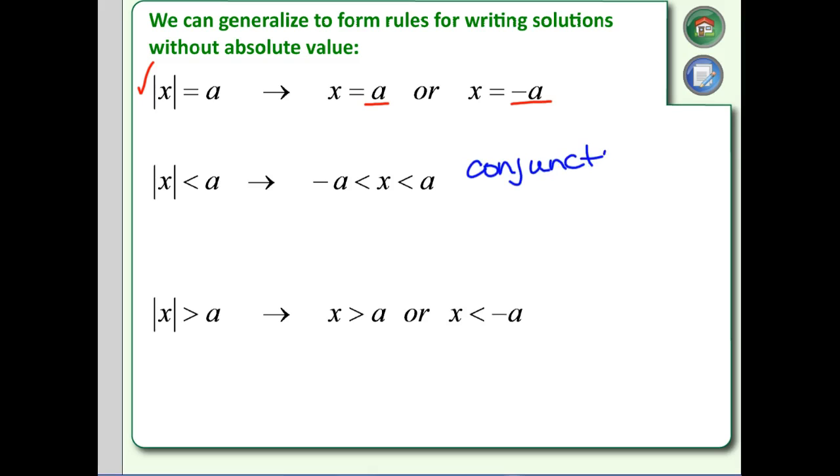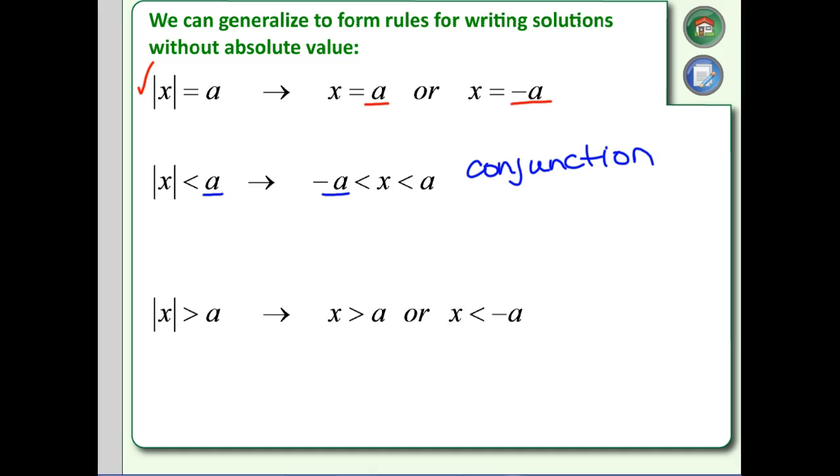Now remember, conjunctions are ands, but it usually doesn't say "and." We write it as the shorthand method. So if you notice, I take whatever A is, and I make it negative and flip it out in front, and then we've got negative A is less than x is less than A.